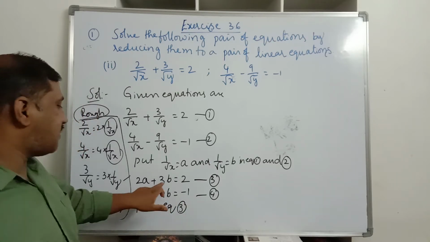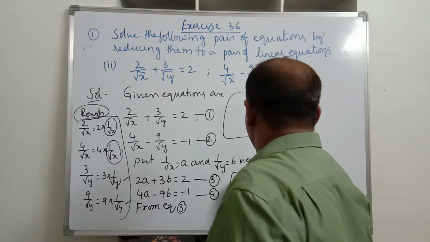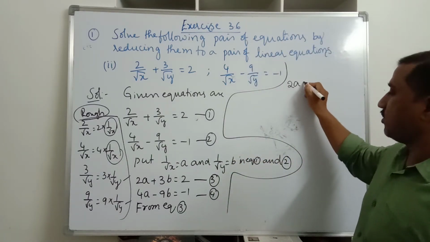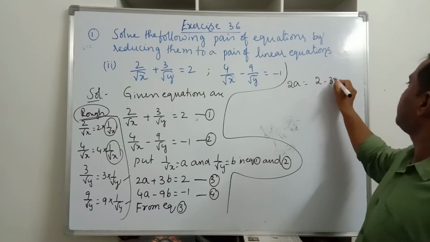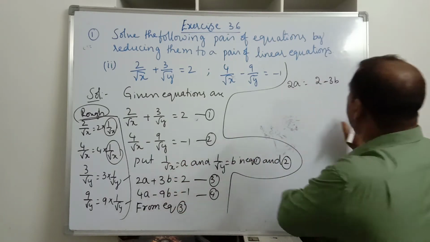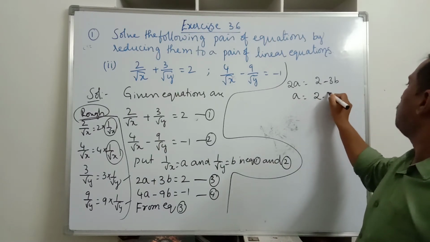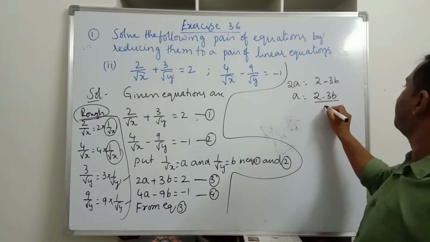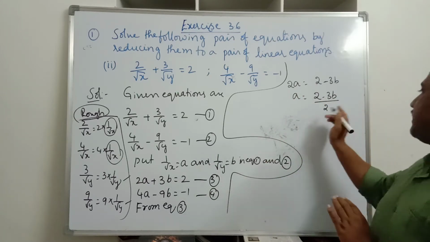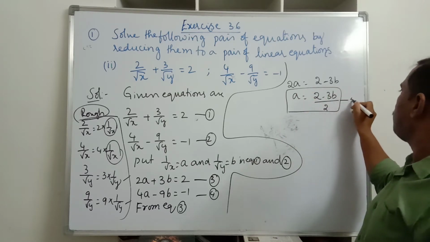You see here, this is equation 3. From equation 3, what I can write here is 2a is equals to 2 minus 3b, transposing plus 3b to the RHS we get minus 3b. Then a is equals to 2 minus 3b by 2. 2a means 2 into a, transpose 2 to the RHS, it divides. Now take this as equation number 5.